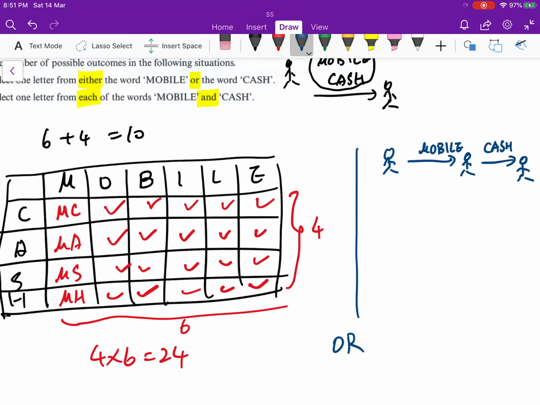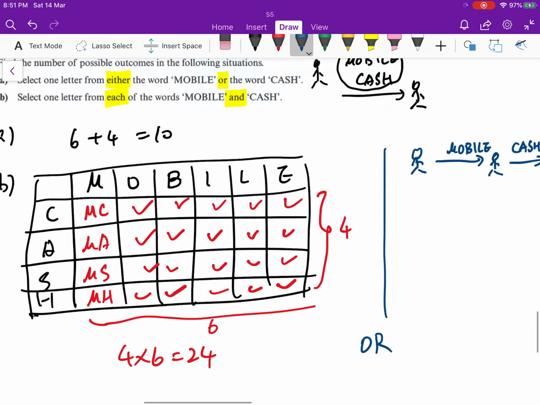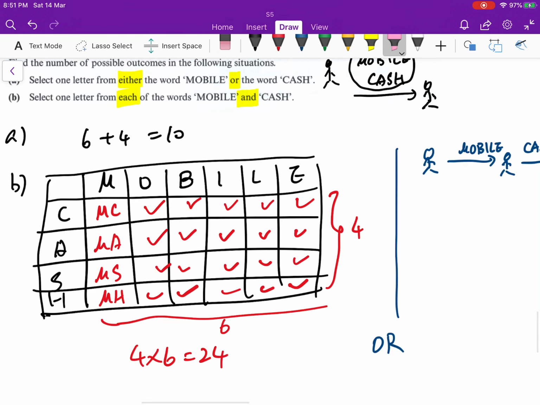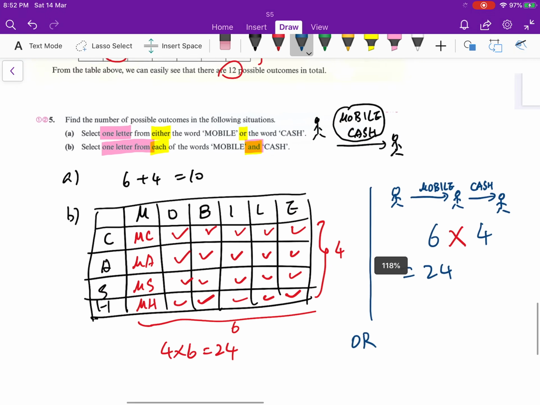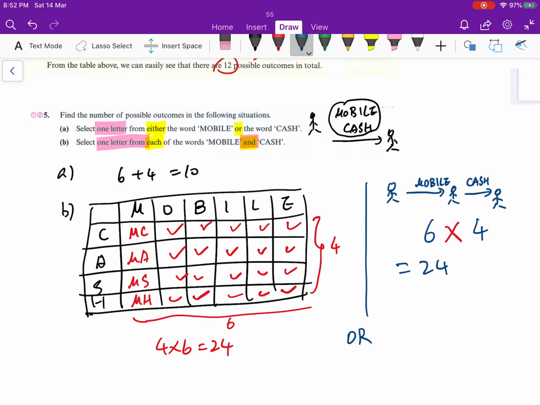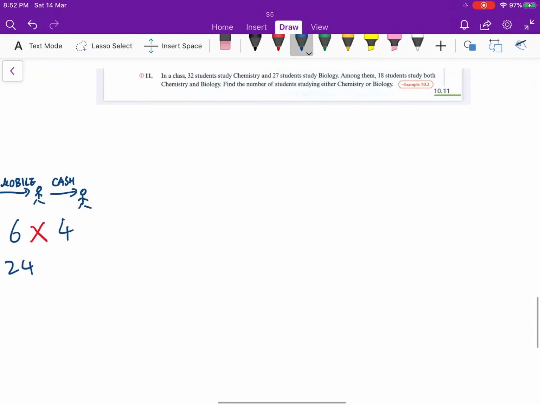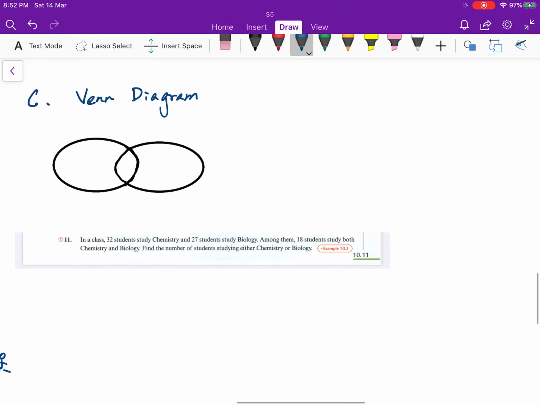That means you choose 2 letters, okay? Not just 1 letter. Here, select 1 letter only. But here, select 1 letter from both of them. So that means you have 2 letters. If it is like that, we are doing the multiplication rule. So 6 letters, 4 letters is 24. See, the answer is the same, right? So it's up to you to use the multiplication rule or the table to count. Got it?